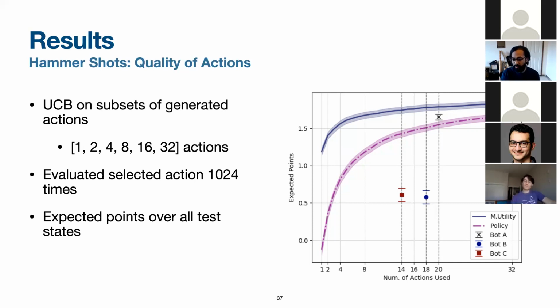We only have 1 point for each of the bots or the handcrafted actions because they produce a different number of actions per state, and we looked at the average number of actions to plot their expected points. Any questions on these results?